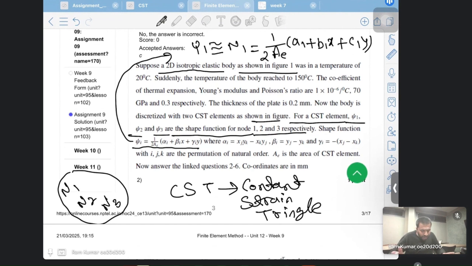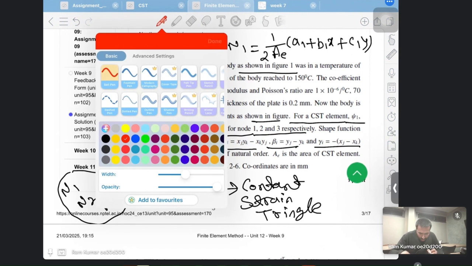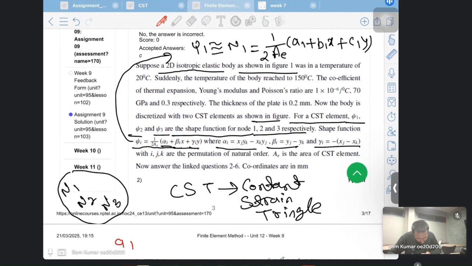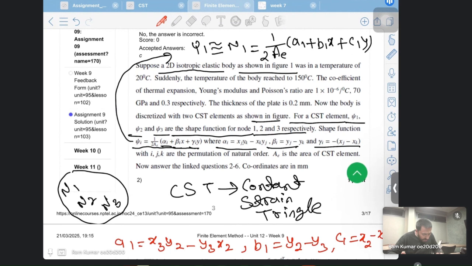Then how do we find alpha1, beta1, gamma1? They have given that. So what will be A1? A1 will be X2 Y3 minus X3 Y2. Then B1 equals Y2 minus Y3. What will be C1? C1 equals X3 minus X2. So these will be our values.